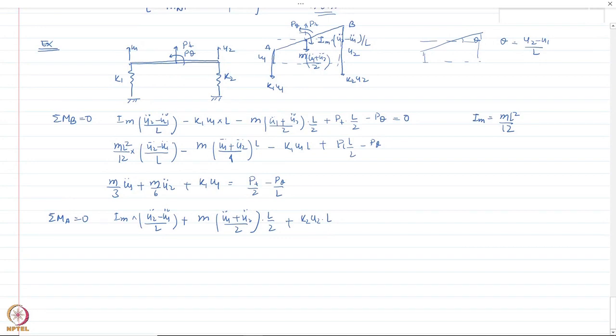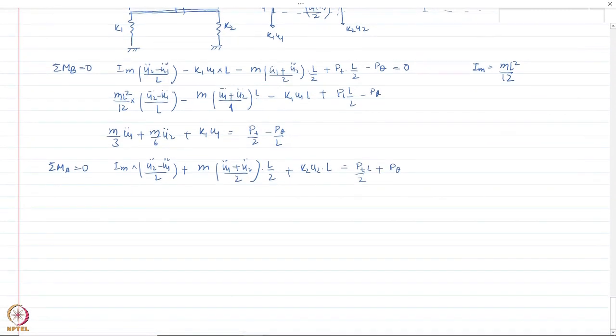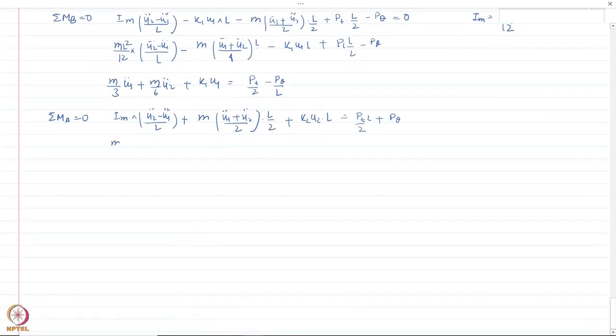So if I take it to the right hand side of the equality, I would get P_t times L by 2 plus P_theta here. Okay, so this I can simplify as m by 6 u1 plus m by 3 u2 plus k2 times u2, and that is equal to P_t by 2 plus P_theta by L.